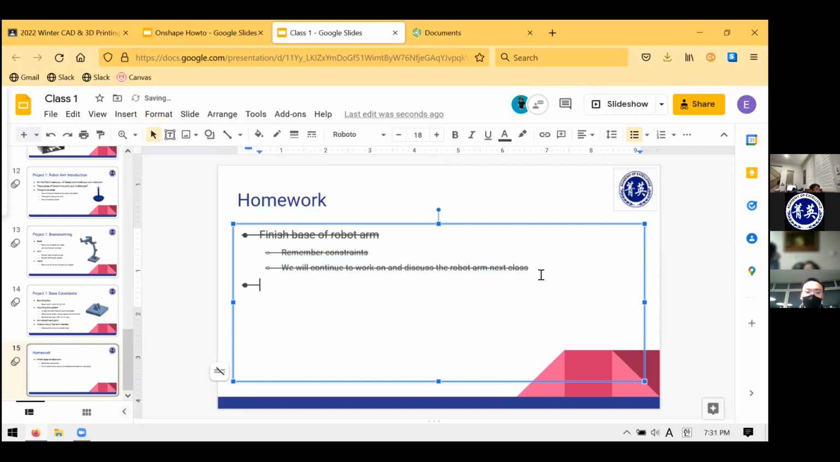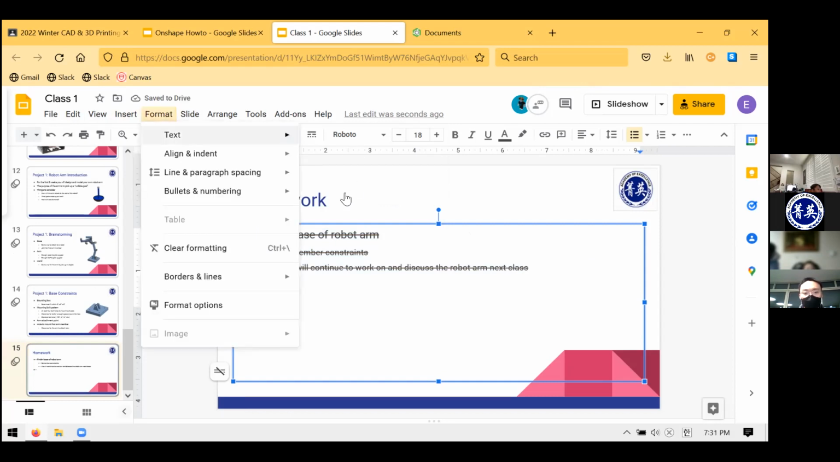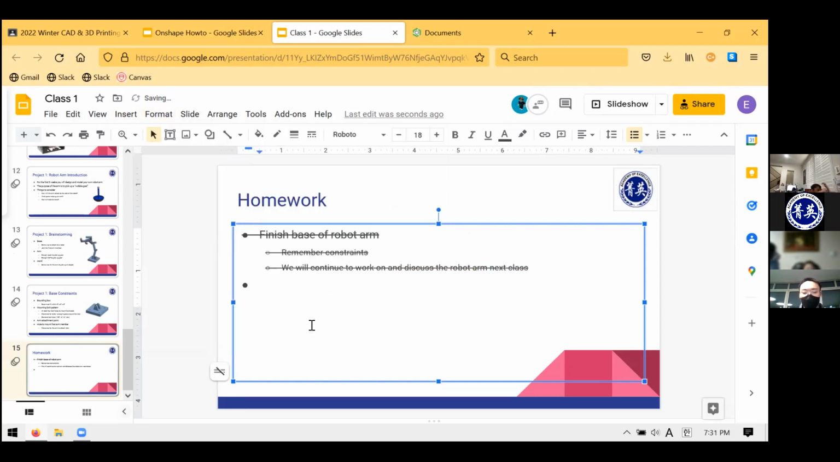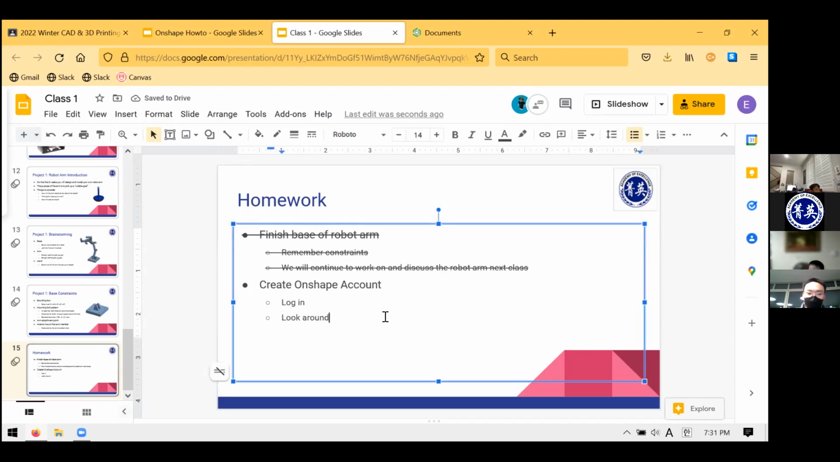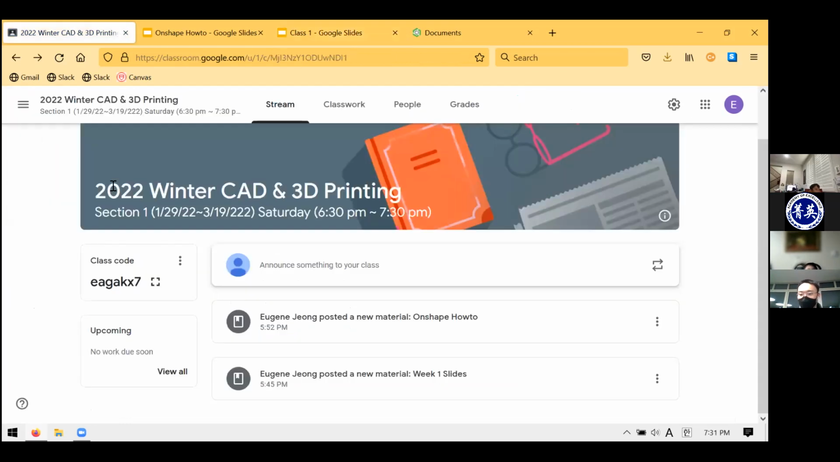The real homework, which I really do need you to get done, is finish creating your Onshape account. Log into it and take a look around. And one more thing, Google Classroom. That's something I'd really like you to do right now before the class ends, just so you have access to the slides, which will help you again later on.